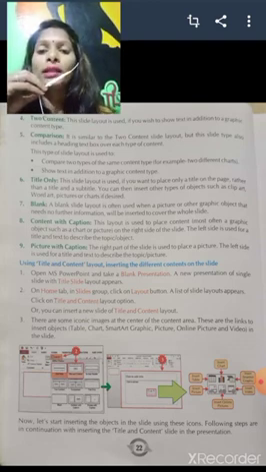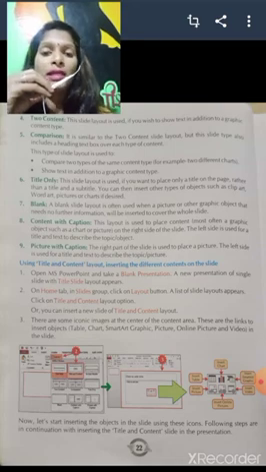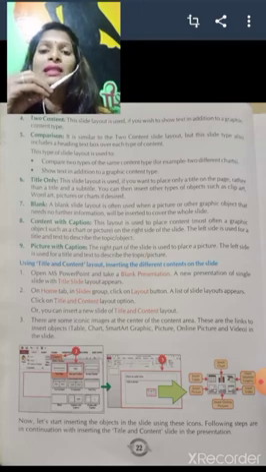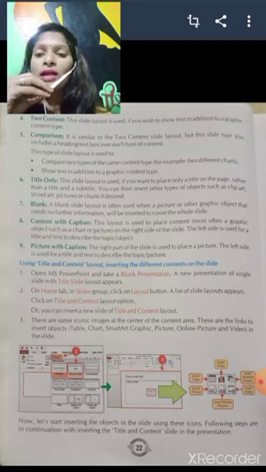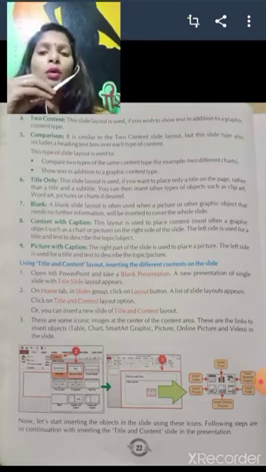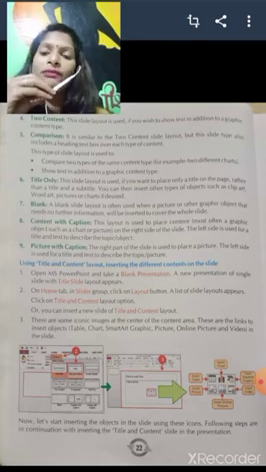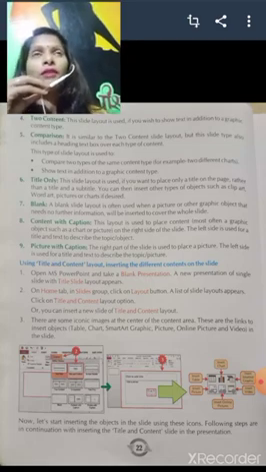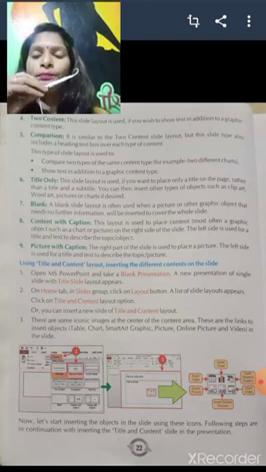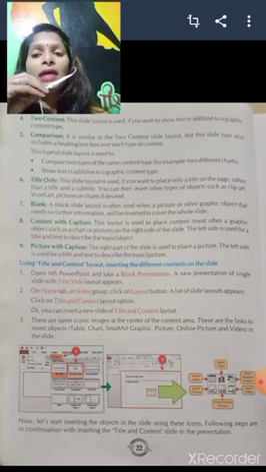Now the sixth type is title only. You can use it at the beginning of your presentation. This slide layout is used if you want to place only a title on the page rather than a title and a subtitle. You can then insert other types of objects such as clip art, word art, pictures or charts if desired. If you require, you can add pictures and charts also. Now the seventh slide layout is blank.